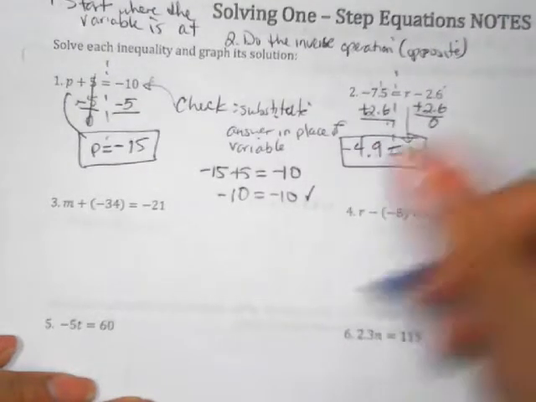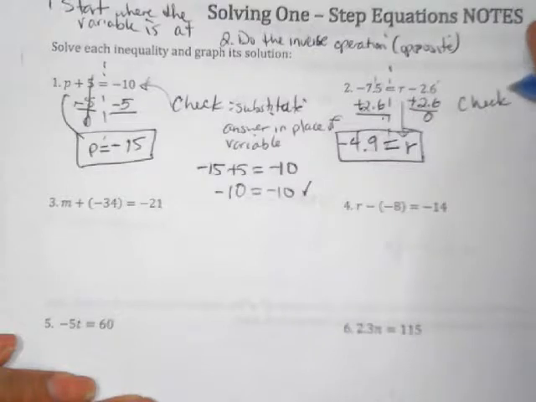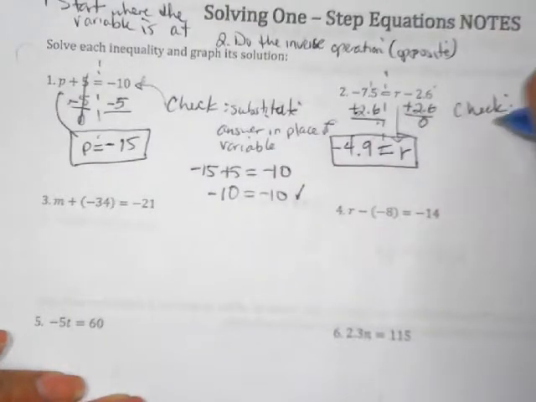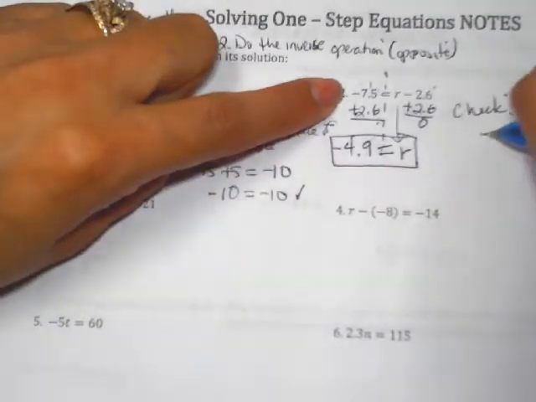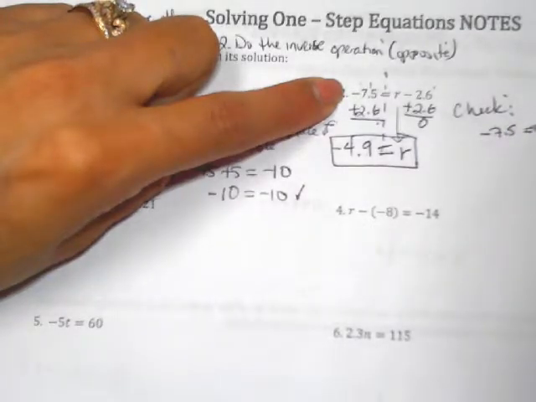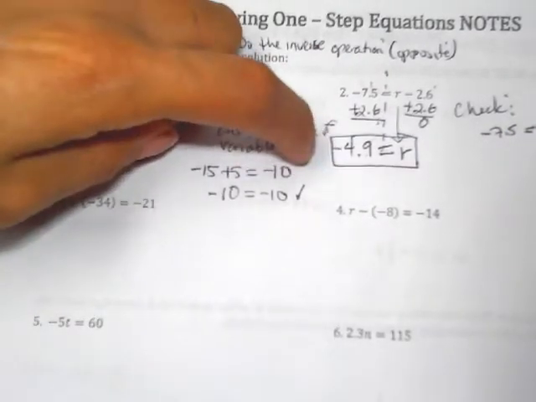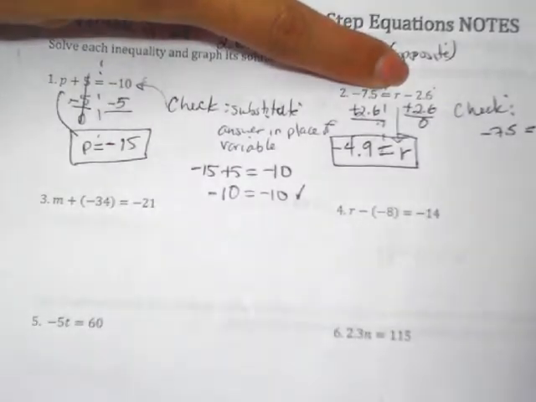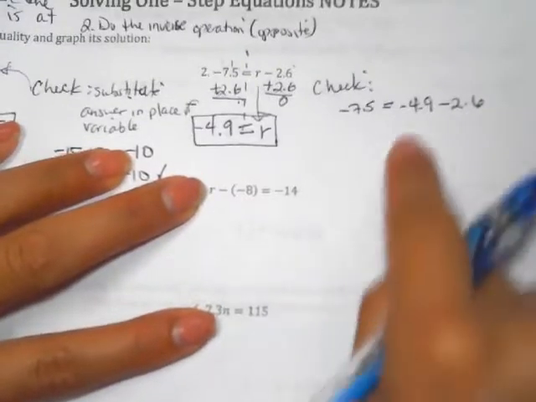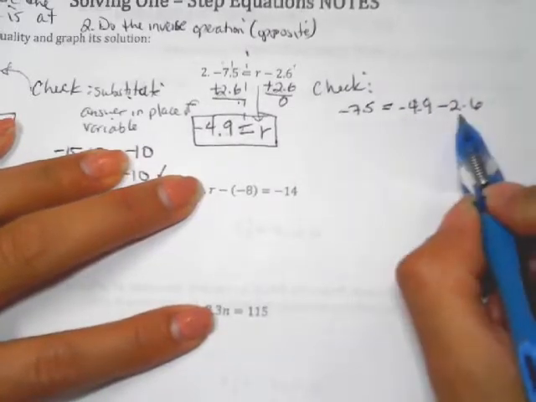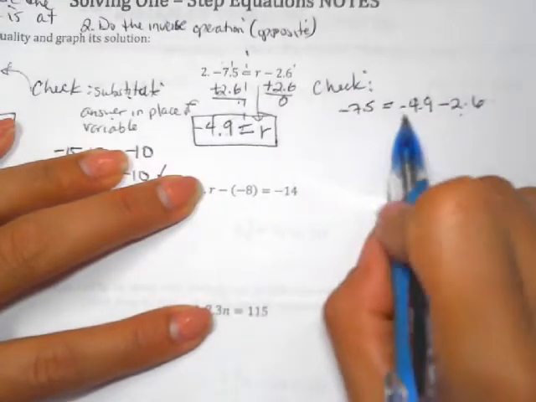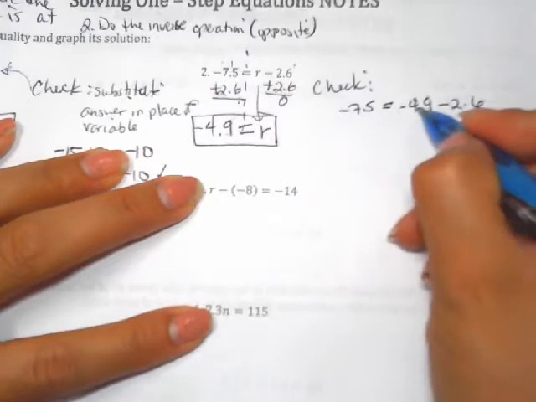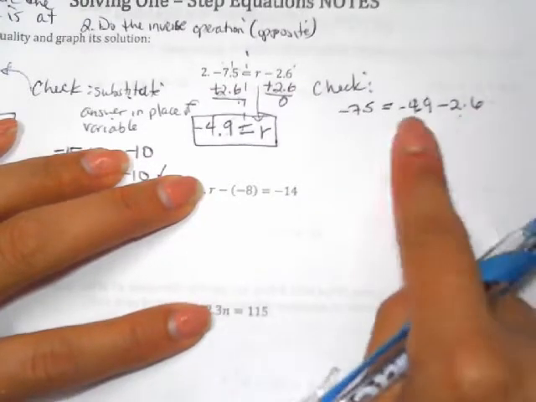To check your answer, you substitute it in place of r in the original equation. So negative 7.5 equals r, and I substitute our answer, negative 4.9. Copy the rest of the equation, minus 2.6. Then we check it. We do the math on the right side, so we only have one number. We have negative 4.9 minus 2.6, so same signs, add and keep.